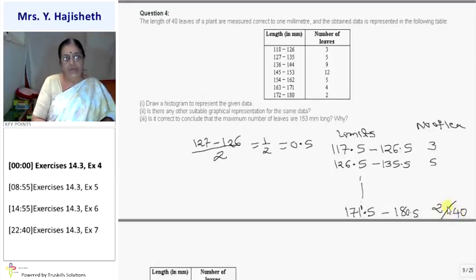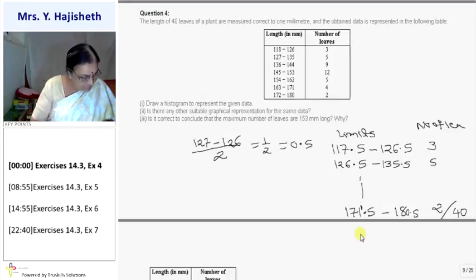So this way you have to find the upper and lower limit of each class by avoiding the gap. And how do I avoid the gap? I take the difference of the lower limit of a class minus the upper limit of its preceding class, upon 2. That part should be subtracted from the lower limit and added to the upper limit. So automatically the gap will go away.